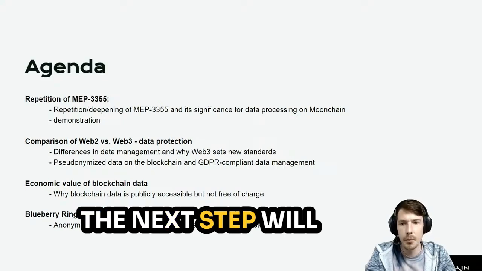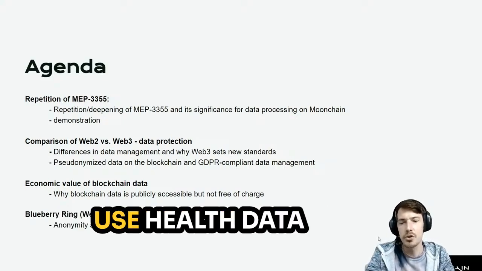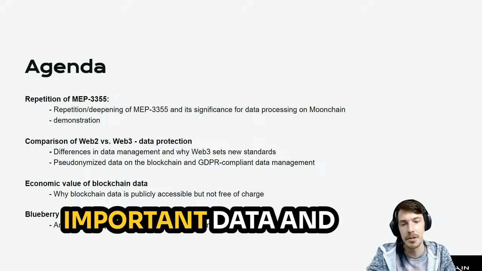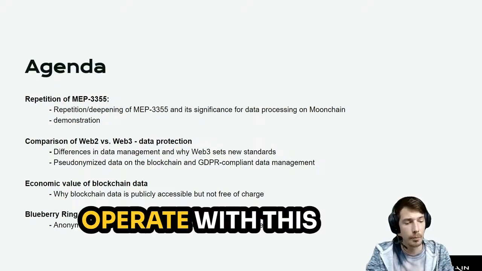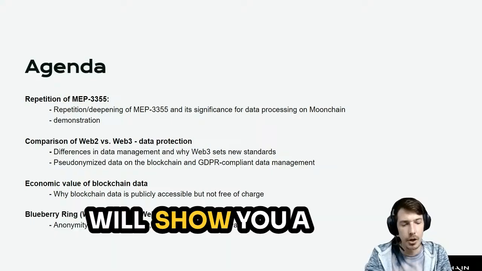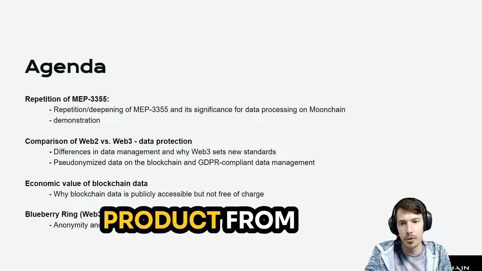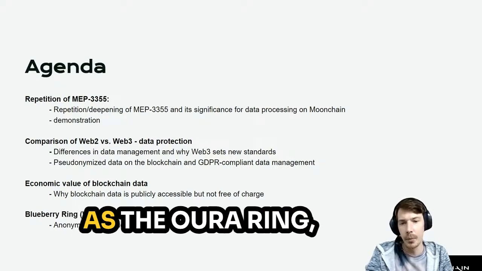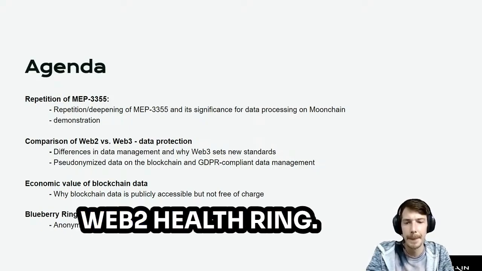The next step will be a comparison between two specific products which use health data. It's important to use this data, or to operate with this data, in a secure way. For this, I will show you a comparison between the Blueberry ring, which is an upcoming product from Moonchain, as well as the Aura ring, which is an older Web 2 health ring.